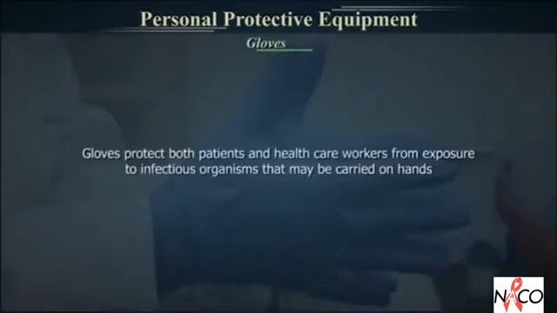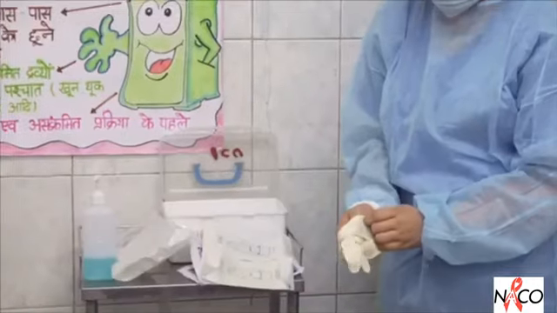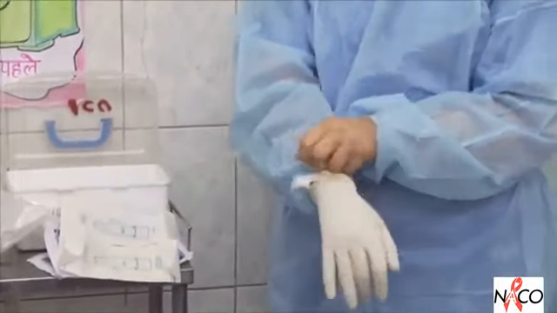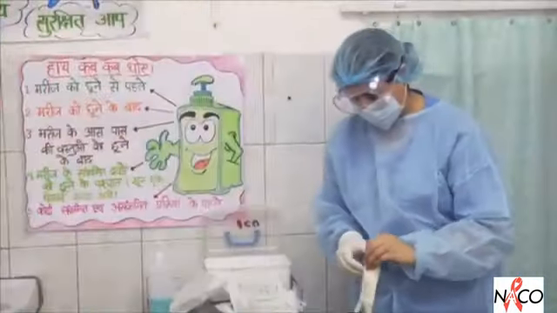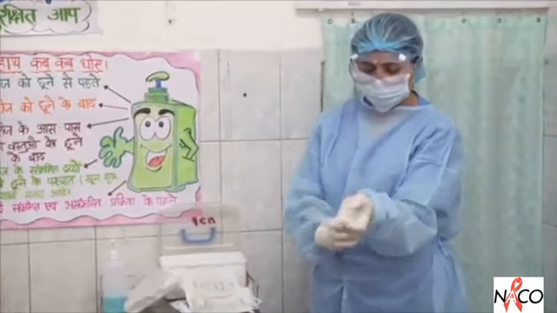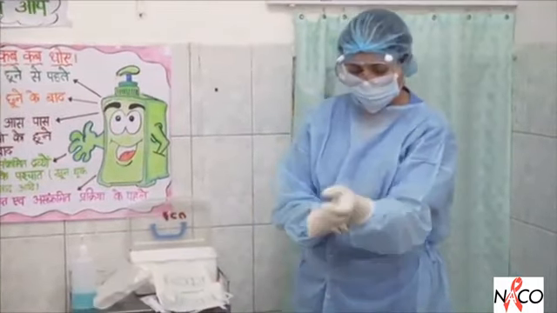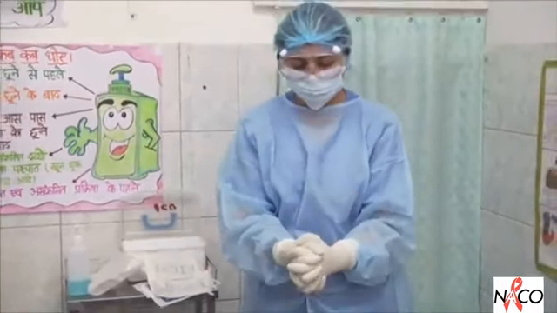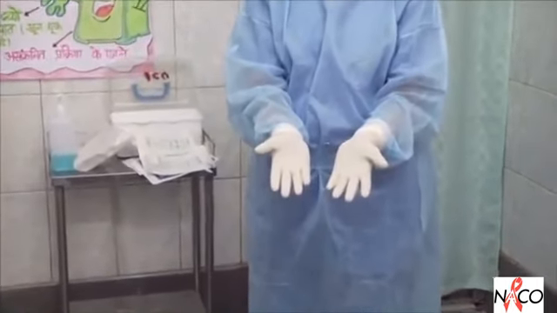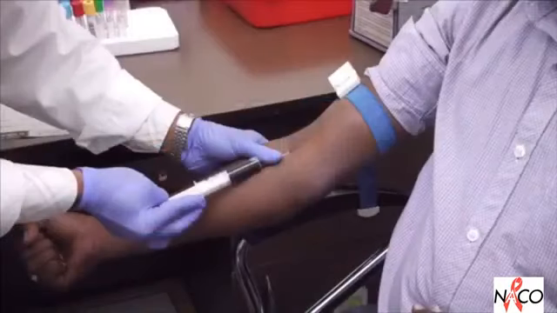Gloves. Gloves protect both patients and healthcare workers from exposure to infectious organisms that may be carried on hands. 1. Wear gloves, clean or non-sterile, when touching blood, body fluids, secretions, excretions, and mucous membranes. 2. Change gloves between contacts with different patients to prevent transmission of microorganisms. 3. Change gloves between procedures on the same patient to prevent cross-contamination between different body sites. 4. Change gloves if touching equipment or computer keyboards after patient contact.